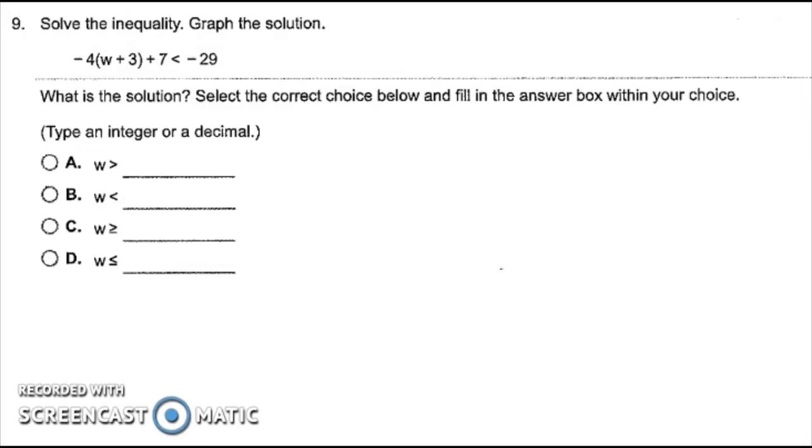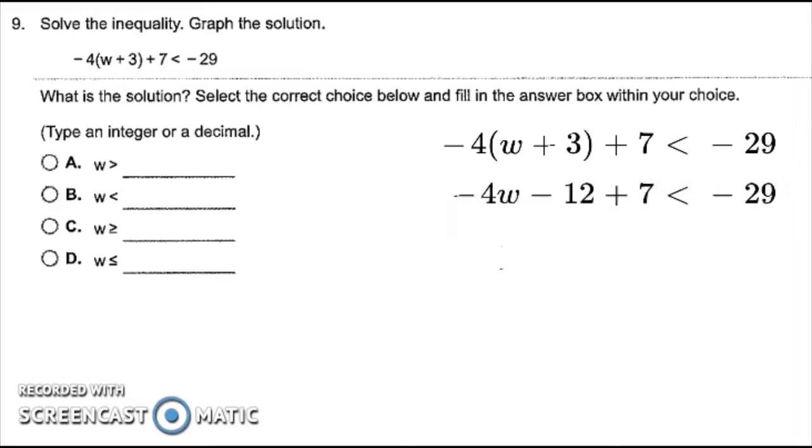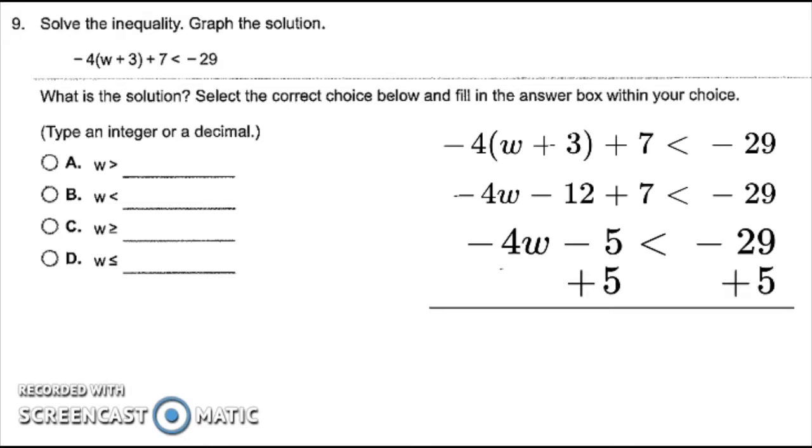Going to number 9. It says solve the inequality. So writing it out, we need to first distribute the negative 4. So we have negative 4w minus 12 plus 7 is less than negative 29. Combine negative 12 and 7, we'll get negative 5. Now I'm going to add 5 to both sides. We'll get negative 24. So negative 4w is less than negative 24.